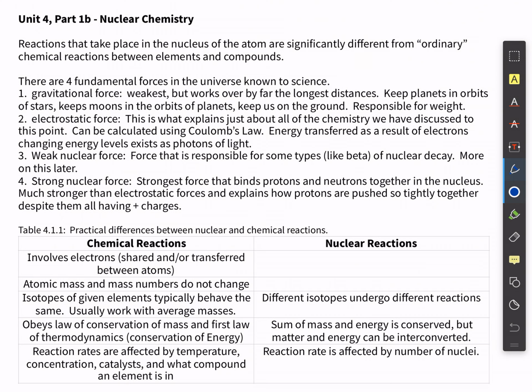The second is the electrostatic force. This is a much stronger and shorter distance force. It acts at a much shorter distance than the gravitational force. It's also much stronger, and this is basically what explains most of chemistry outside this chapter.